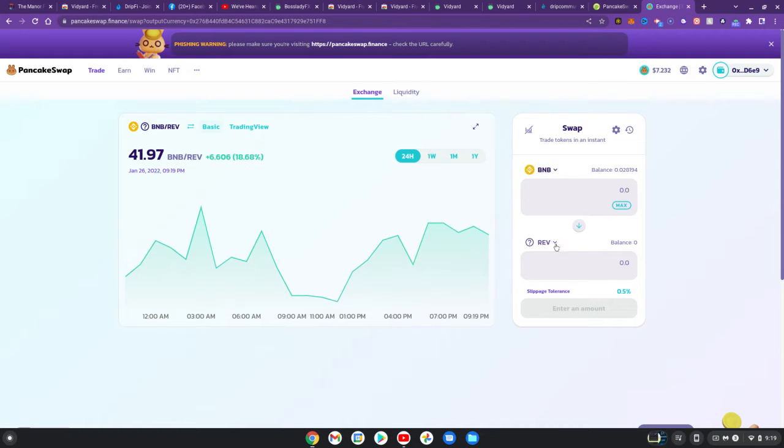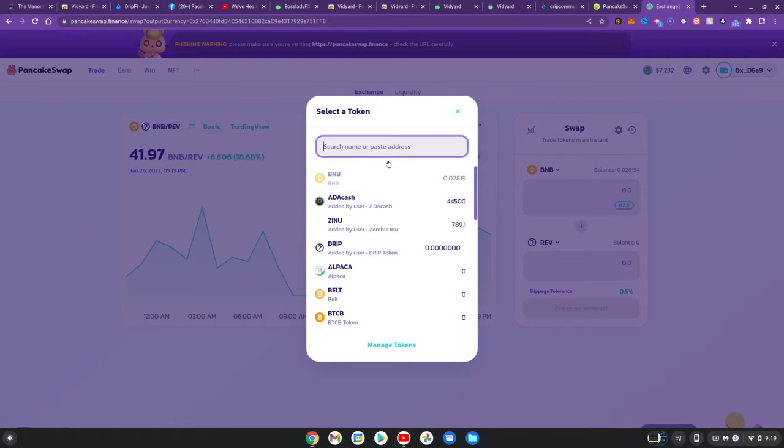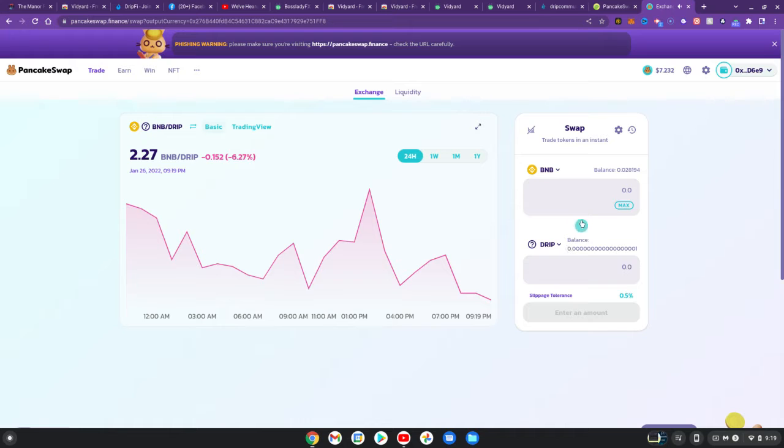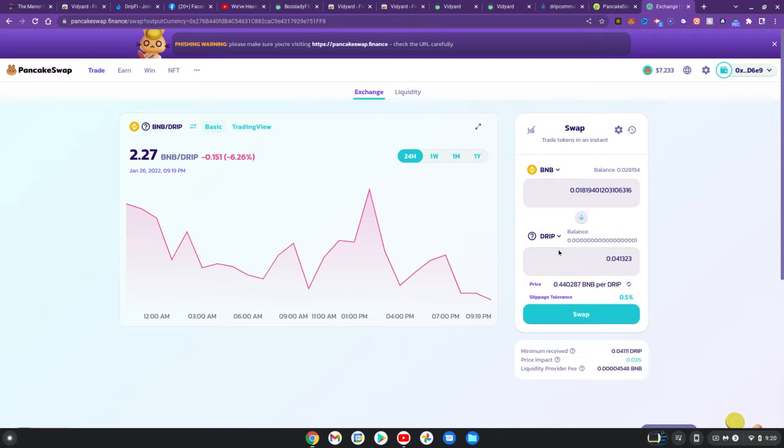So you can have your BNB, and in the second one down here, you put drip, and then you can actually turn your BNB into drip. If I did max and then drip, see, and then you swap it, pay your fees, and you get some drip. And that's for BNB.